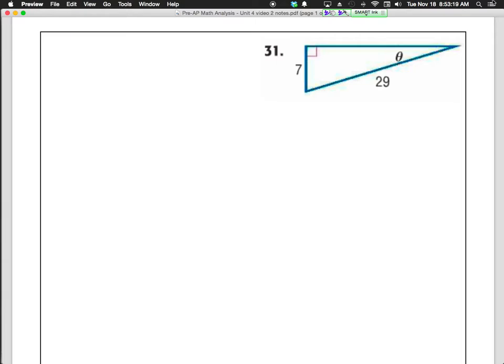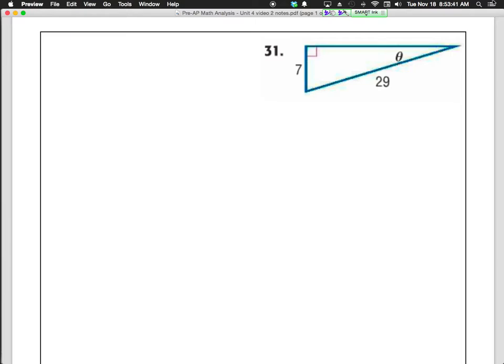We're going to start out on page 227, looking at number 31, and this is the one where we're trying to find the missing angle. So we're trying to figure out what theta equals. We do everything the same as what we did on Thursday and Friday, and then we've got to do one little tweak to get the angle. So, what's the first thing we want to do?